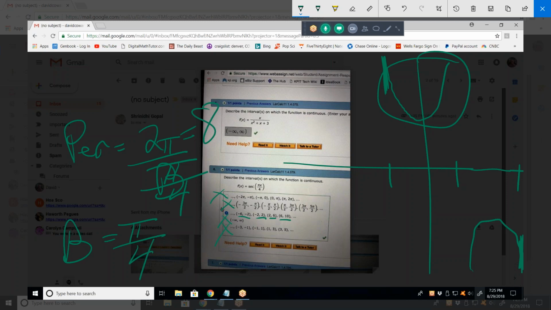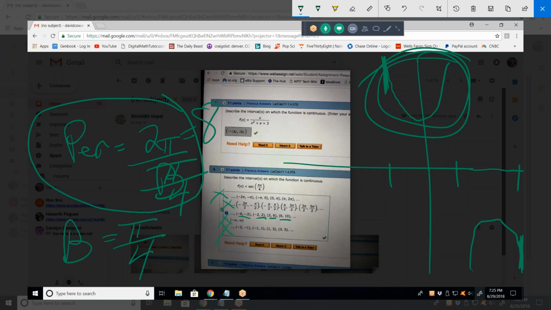So really, this is a pure trig question. All you have to really know is that the period is 2 pi over b, and b is the coefficient of x, which is pi over 4. Plug it in, you know what the period is. Every half period you're going to have a discontinuity. Okay, so that makes sense.